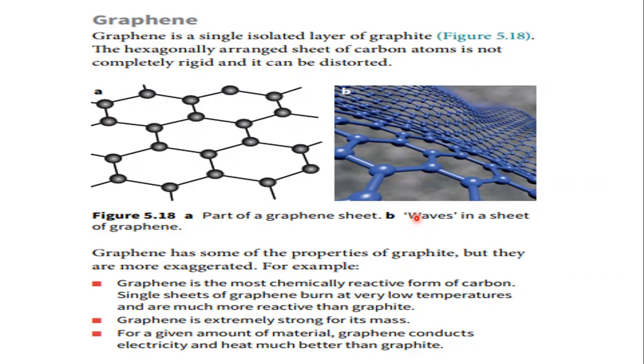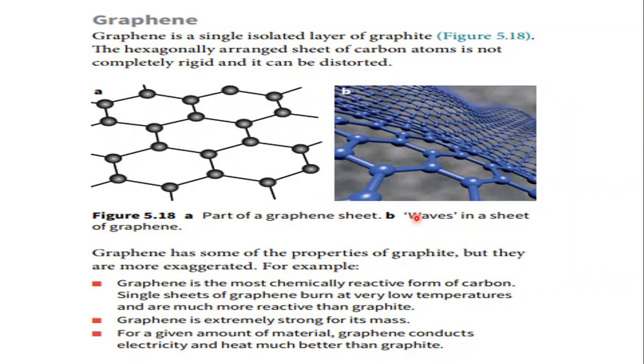Graphene is extremely strong for its mass. What do I mean by that? If you look at the mass of it, you would say, okay, that's a very small mass, so it can't be that strong. We don't have much of it. But relative to its mass, graphene is very strong. And why is it strong? Because it has strong covalent bonds, so they allow it to have that strength.